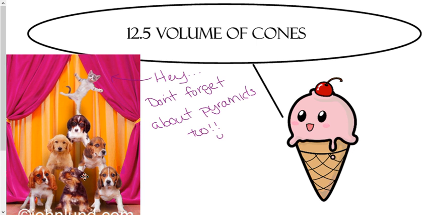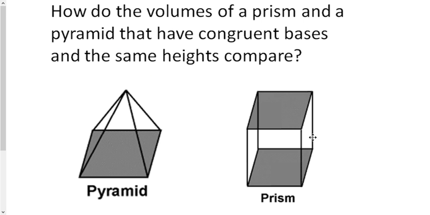So pyramid, looks like a pyramid, and a cone, the ice cream cone, not the ice cream, just the cone part. So we're going to start off with pyramids first. How does the volume of a prism and a pyramid that have congruent bases and the same heights compare?